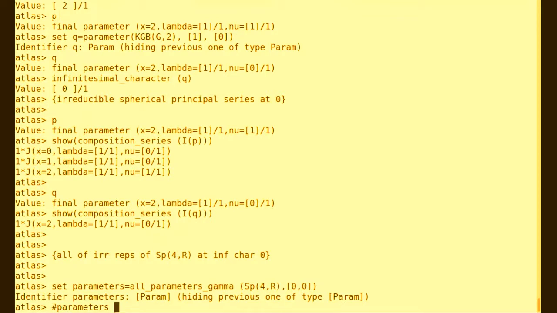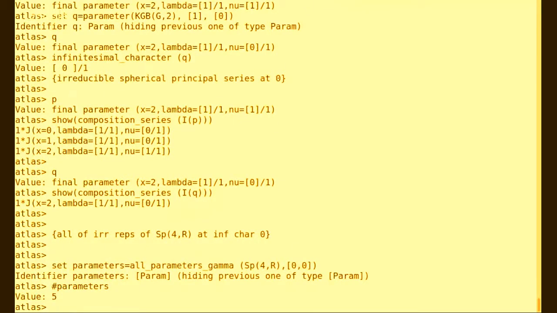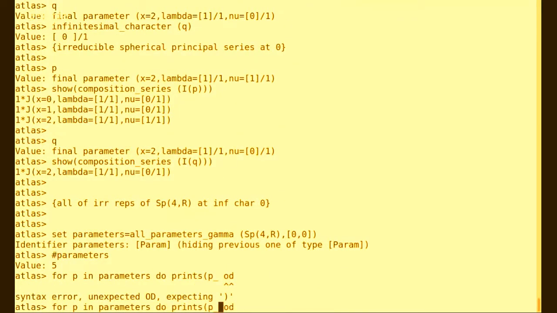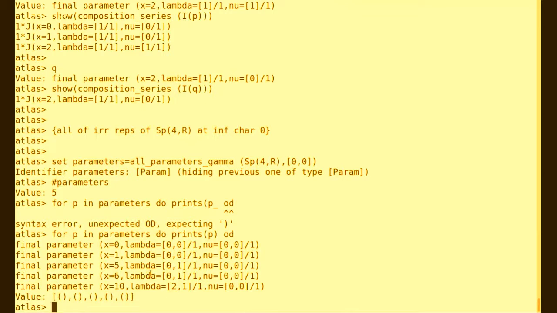Anybody want to take a guess? Let's see. 5. For P in parameters to print SP. Whoops. There. So that's interesting. There are 5.